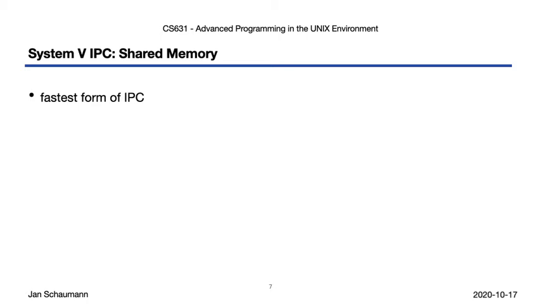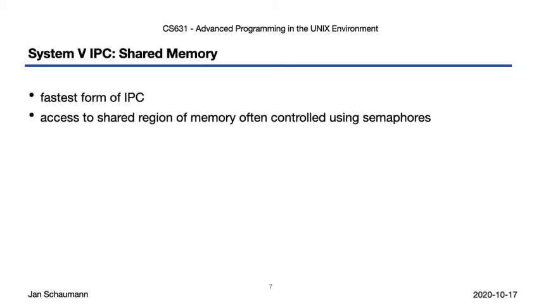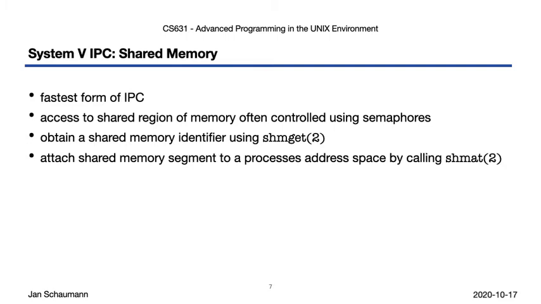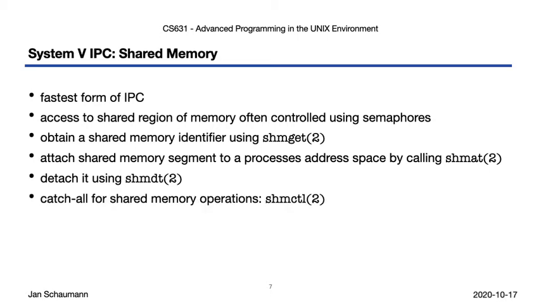And what better way to do that than using a semaphore? Note, though, that this really isn't necessary if you have strictly sequential access via some other sort of agreed access. But for possibly concurrent writes, you do need some sort of locking mechanism, and semaphores lend themselves well for this. Okay, so to obtain a shared memory segment, you call shmget, then use shmat to attach the segment to your process address space, shmdt to detach again, and shmctl for any of the other operations.